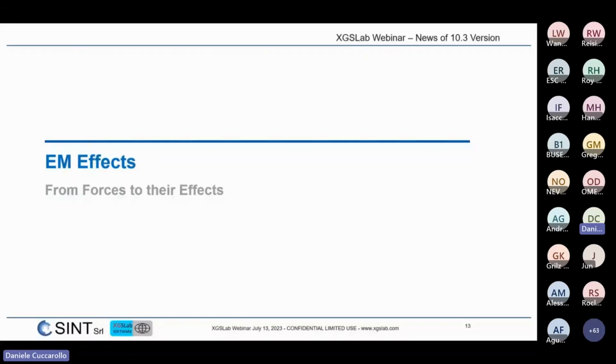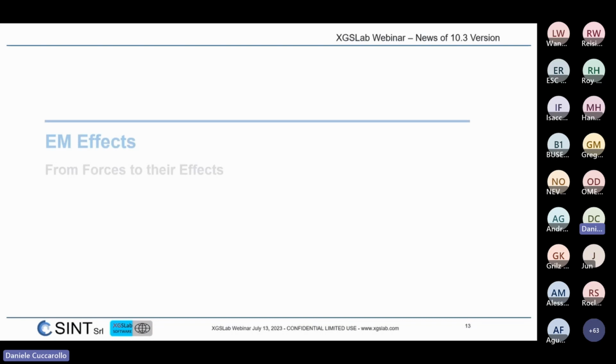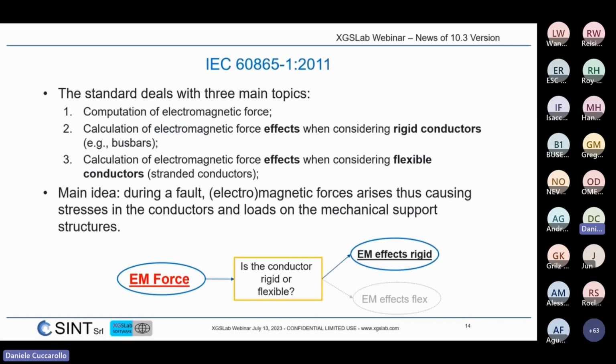Let's now have a break on some slides again before moving to the effects calculation on the tool. Mainly the standard reflects the fact that from the computation of the electromagnetic force, one can compute the effects in two conditions: when considering rigid conductors or when considering flexible conductors. In the tool, for the moment, only the case of rigid conductor has been considered and implemented.